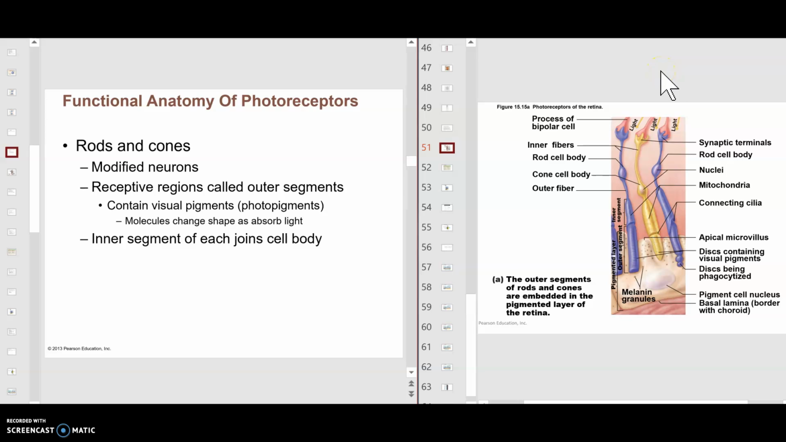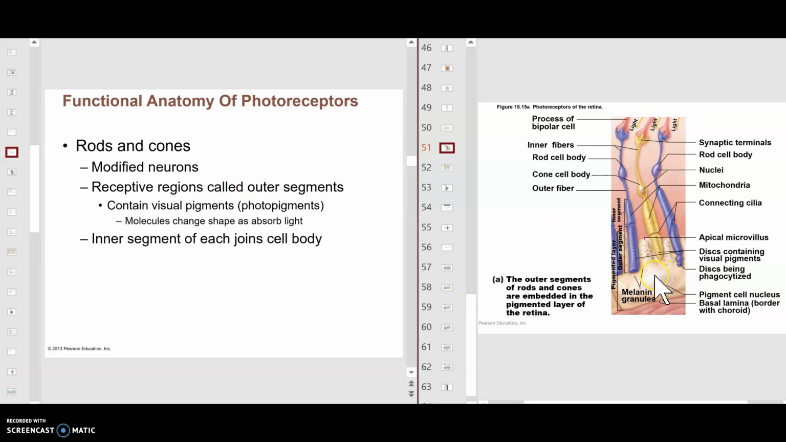look at the eye, the light has to come through the anterior portion of the retina, and then pass through all of these layers that you saw in the previous video, and then finally get to the photoreceptor. It's really the tips of the photoreceptors where light is absorbed. Okay, so the receptive regions are called the outer segments.